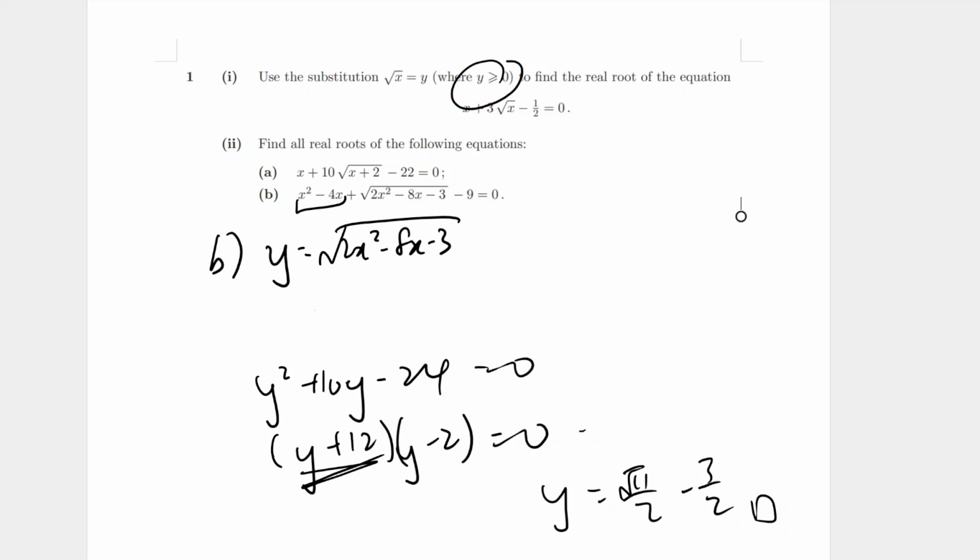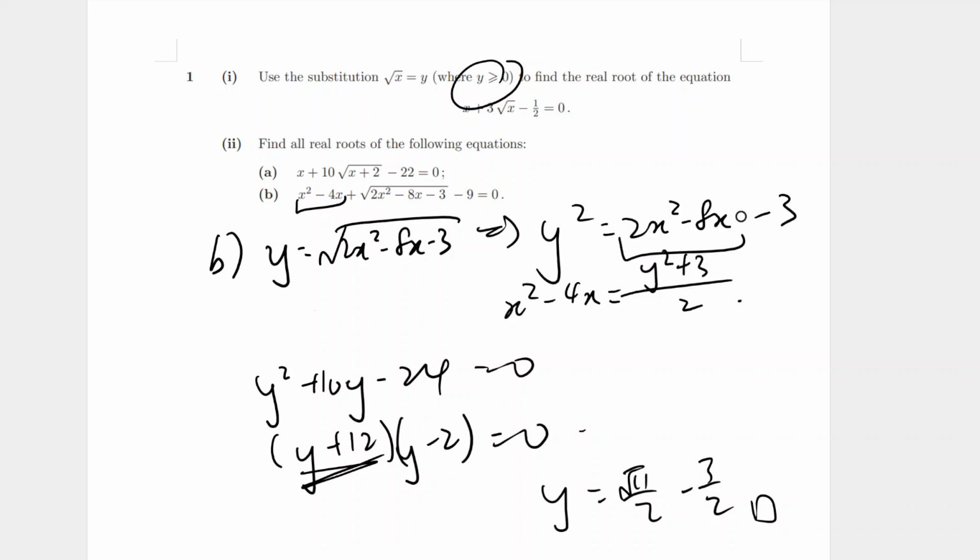Okay, let's try to rearrange this a bit. So again, we have y squared equals 2x squared minus 8x minus 3. And you can already see where this x squared minus 4x comes from, right? This is just, x squared minus 4x is just y squared plus 3 all over 2. Great. So, let me erase this. So, what does the equation become? I have y squared plus 3 over 2 plus y itself minus 9 equals 0. And again, it's just a quadratic, right?